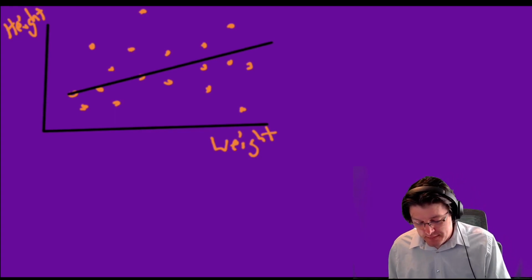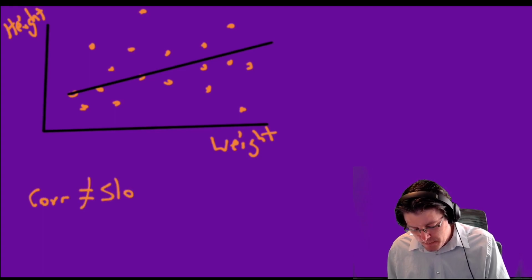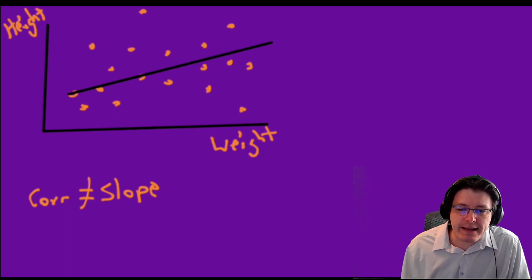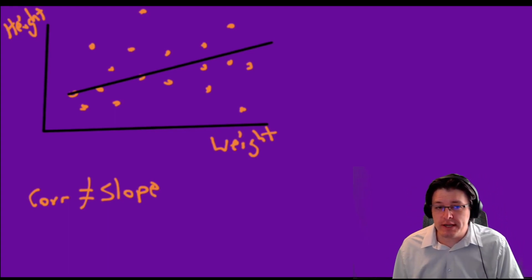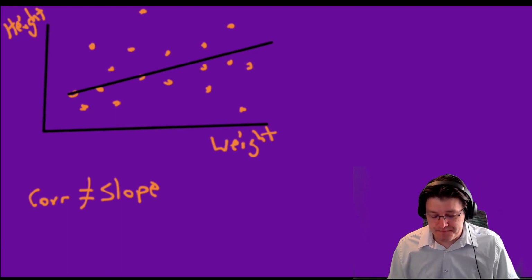The other thing I want to mention is that correlation is not the slope. Okay, so a strong correlation is not a strong slope, right? So it doesn't mean that if you increase the height, the weight increases a lot.